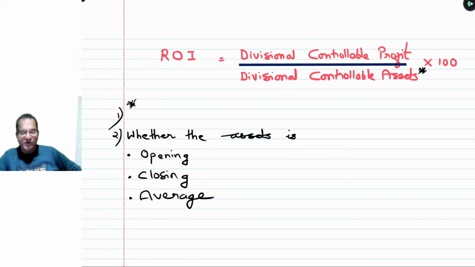whether the balances to be considered are the opening one, or the closing one, or the average.